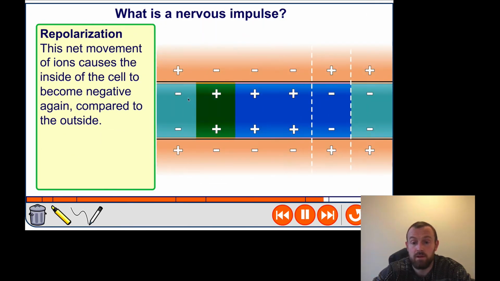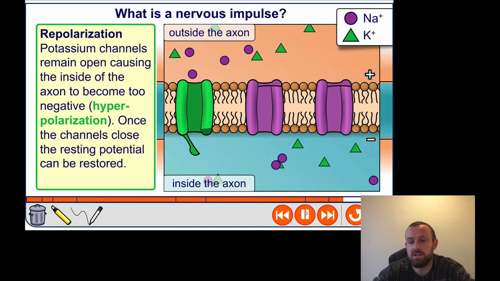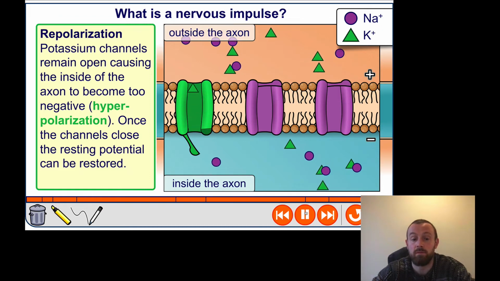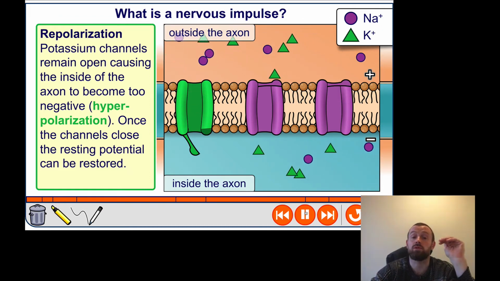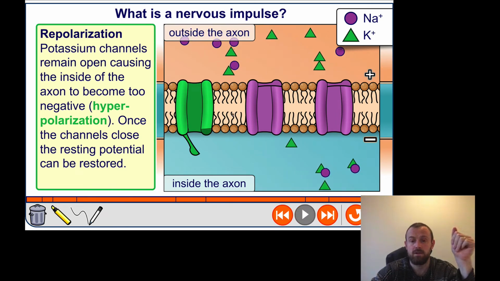So then we have behind the action potential, we get this repolarization and things return to negative. Now because so many potassium ions have left the axon, it briefly sends the membrane potential on the inside a bit more negative than it was. So that is called hyperpolarization. Okay, so that's the overview.